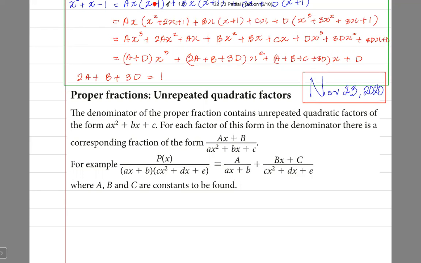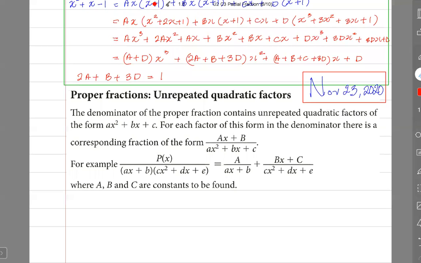For example, p of x over ax plus b multiplied by cx squared plus dx plus e. When you split that up, you will get A over ax plus b plus Bx plus C over cx squared plus dx plus e, where A, B, and C are constants to be found.